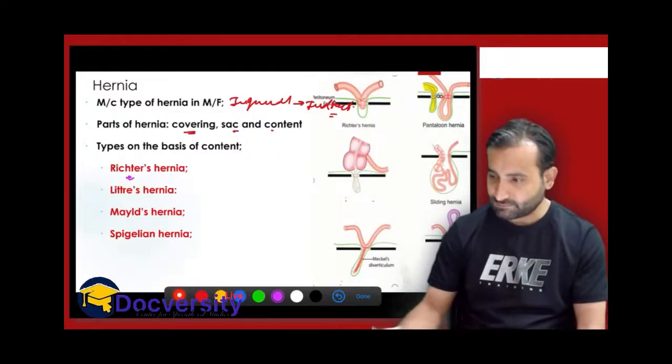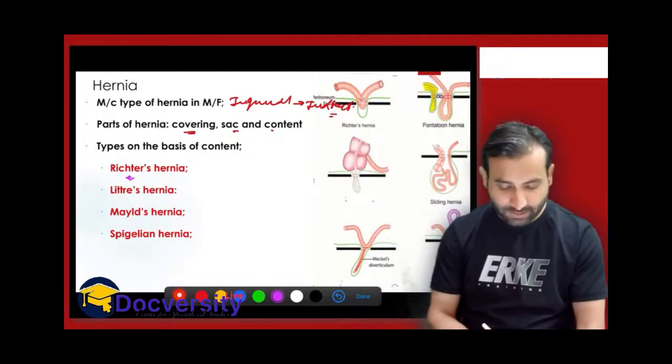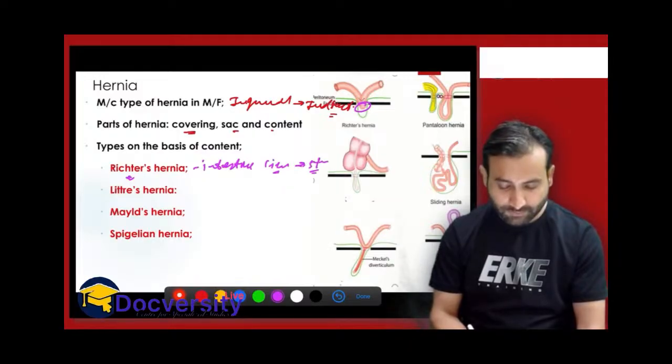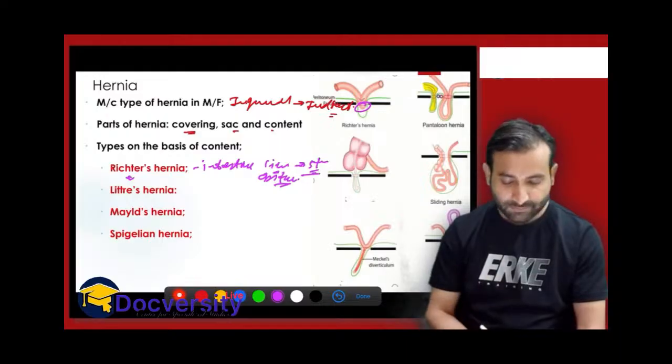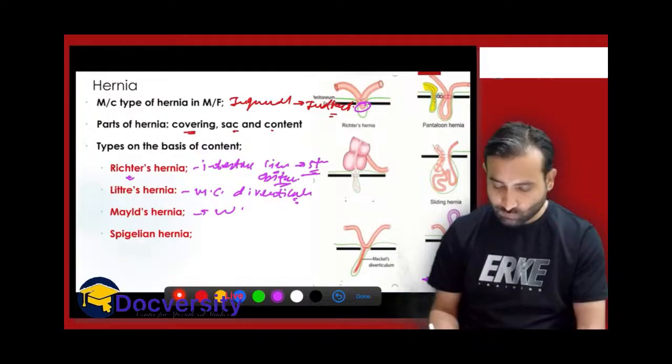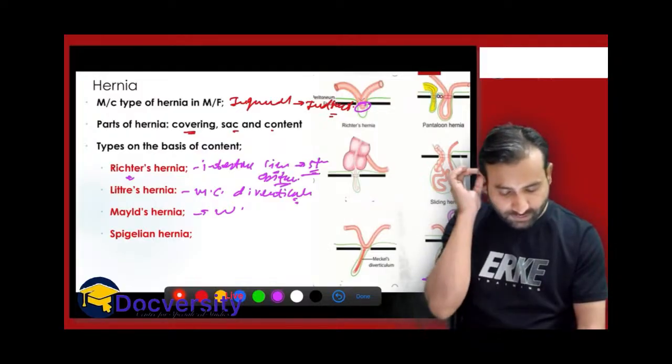What is the Richter hernia, right? Richter hernia means it contains the intestine circumference. It produces strangulation but not obstruction of the intestine. And another one is what? Littre's hernia. Littre's hernia means it contains Meckel's diverticulum. And another one is Maydl's hernia, right? Maydl's hernia means it contains two loops of the intestine, and it looks like a W. So this is Maydl's hernia.